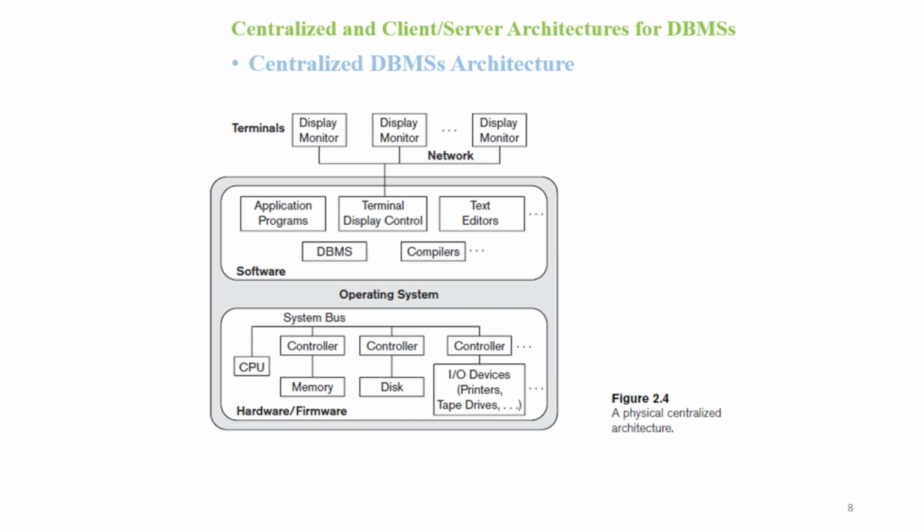And along with that our DBMS software will also work, and a different set of compilers will also exist in the software part. In the hardware part, in between software and hardware there will be an operating system. The operating system will act as an interface between the hardware and software, and in the hardware we have a CPU, controller, memory and disk, and IO devices like printer and tape drives. All of these are connected through a system bus. This is how the DBMS architecture looks.